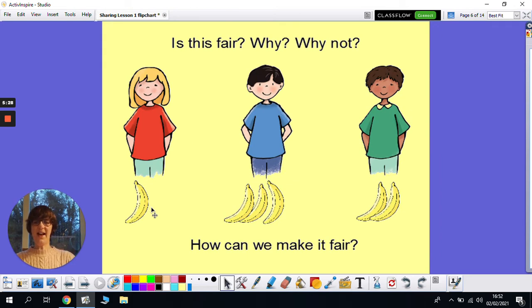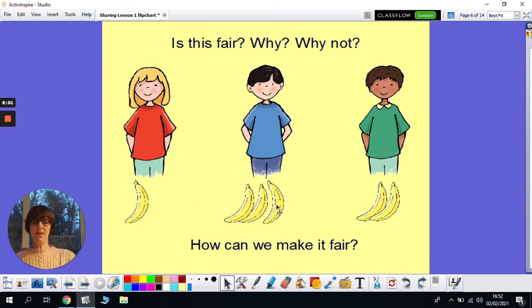Is this fair? Why do you think that? Okay, so how can we make it fair? What could we do? It's not fair, is it? Because this little girl's got 1 and this little boy's got 3. That's not equal. And the one on the end here, he's got 2. So what could we do to make it equal? We need to make sure they've all got the same number, don't we?